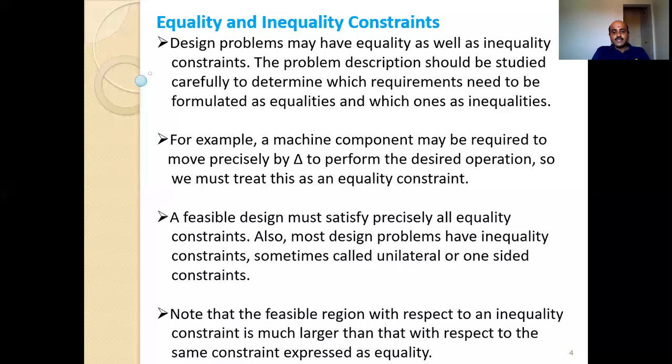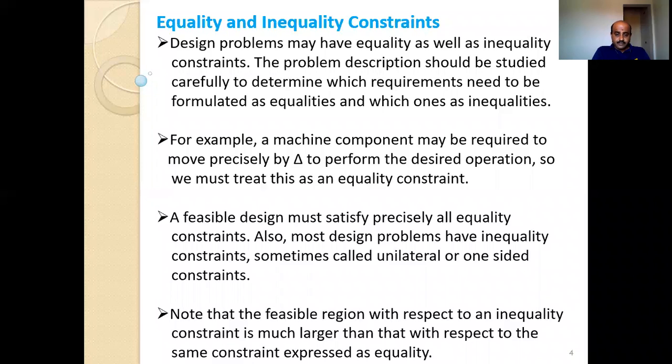For example, let us take another example I just noted on the slide. A machine component may be required to move precisely by delta to perform the desired operation, so we must treat this as an equality constraint. It is required to move precisely this much, that's it. A feasible design must satisfy precisely all equality constraints.